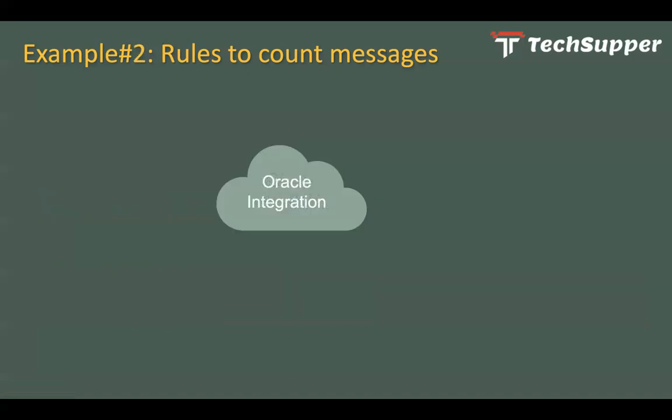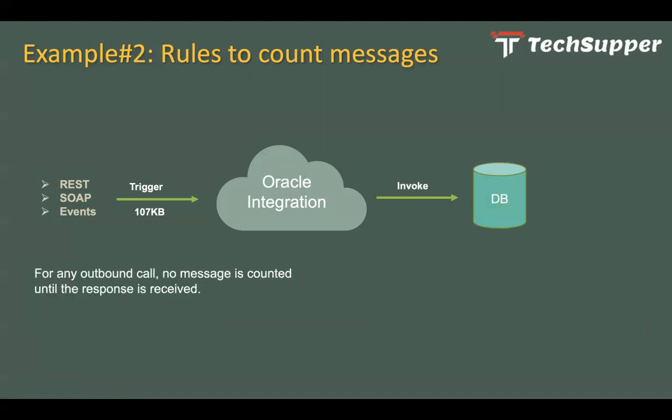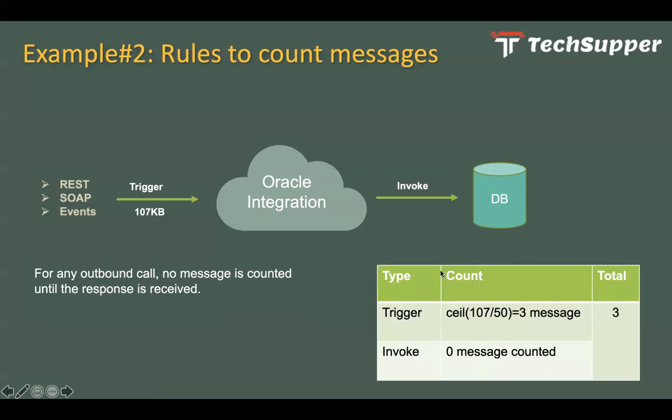Example 2. Let's suppose you again have the REST API or the SOAP API or the event-based trigger, which triggers your Oracle Integration. In this case, you get a payload of 107 KB and you invoke the database, meaning the external system. For any outbound call, no message is counted until the response is received, meaning it is synchronous. Here you have only one way, you are only sending the request to the DB. Then in this case, how many messages will be counted?